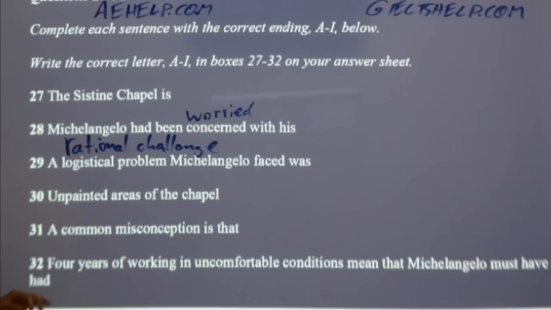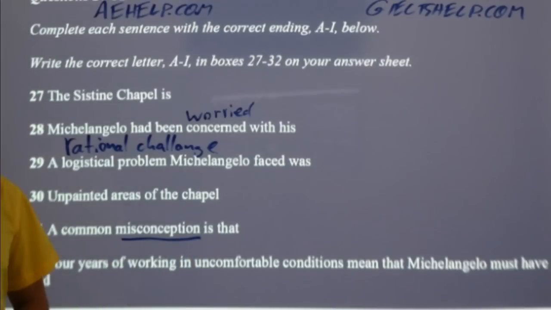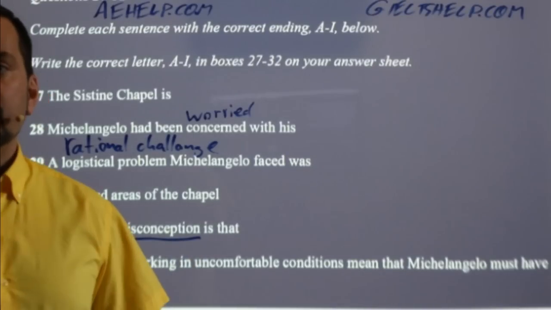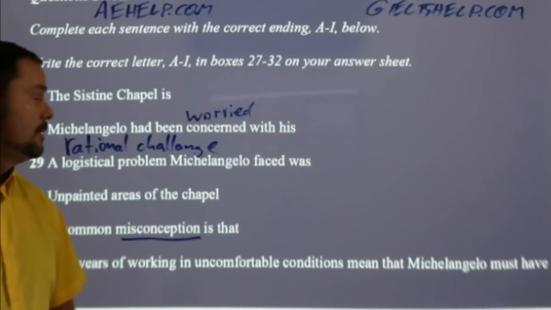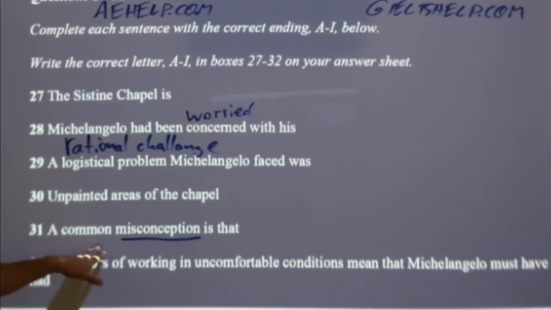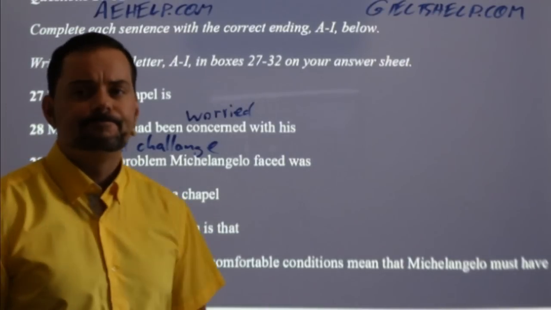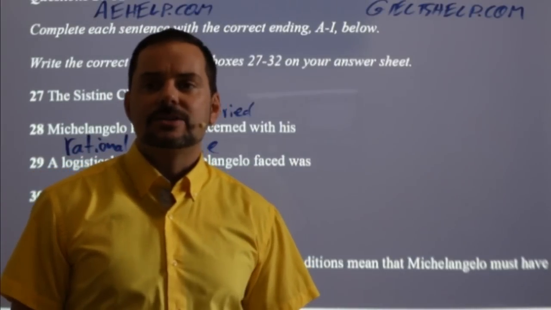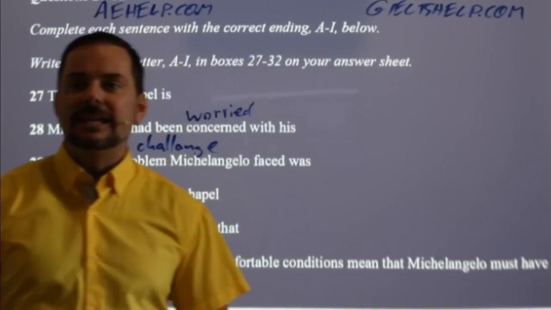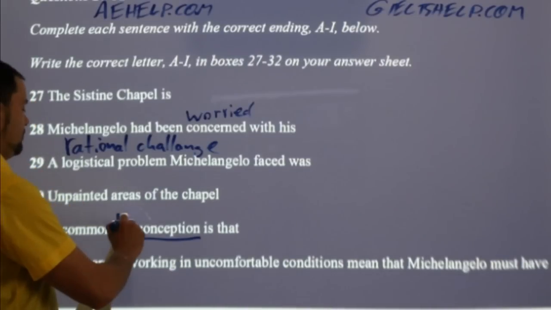Unpainted areas of the chapel, that's okay. A common misconception is that. What's another way to say misconception? Xiaoming, general problem, that works too. Okay, general problem for rational challenge. What's another way to say misconception? Sohan Kingra says a wrong statement or a wrong belief, Jancy says. Yeah, false understanding, a wrong belief.